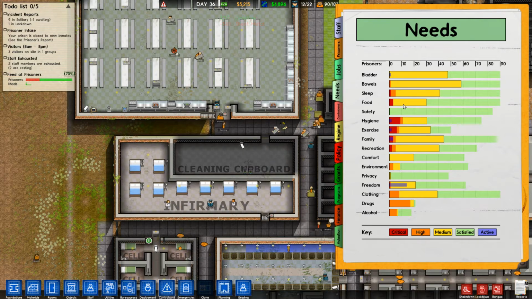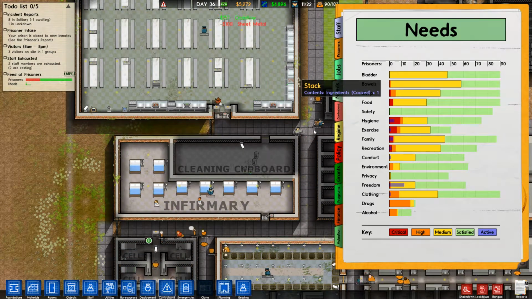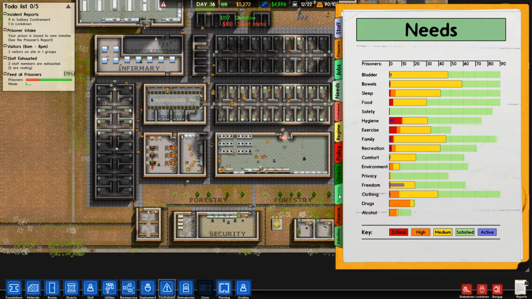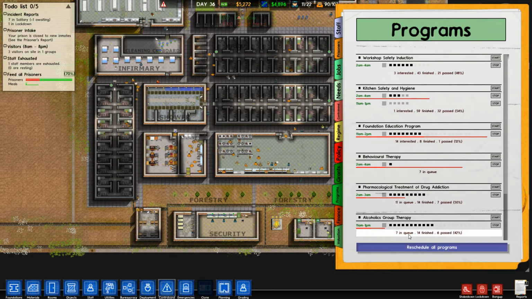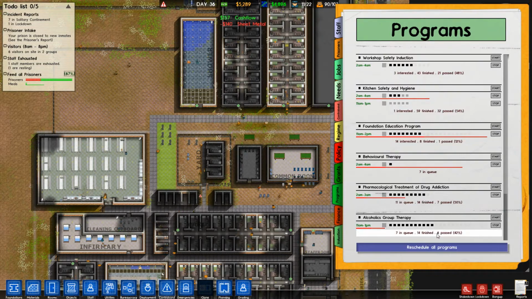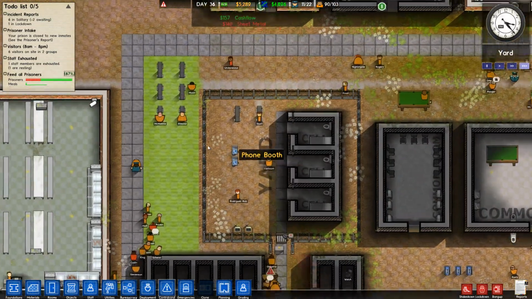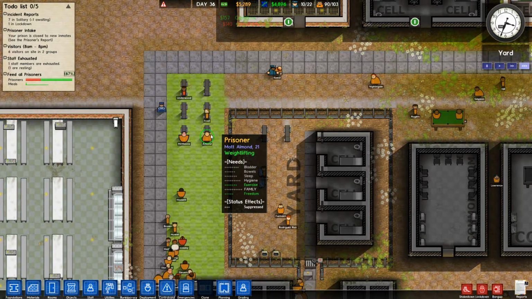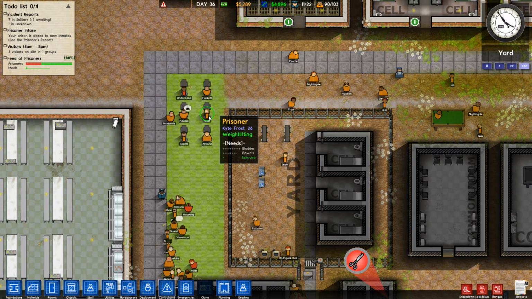Some of these guys are still hungry. Is anyone trying to take my class on alcohol therapy? Yes, some of them are. 7 in the queue, 14 finished, a couple passed. Now, yard time. And they are actually using the exercise machine, so that's good. There was definitely a need for this stuff.